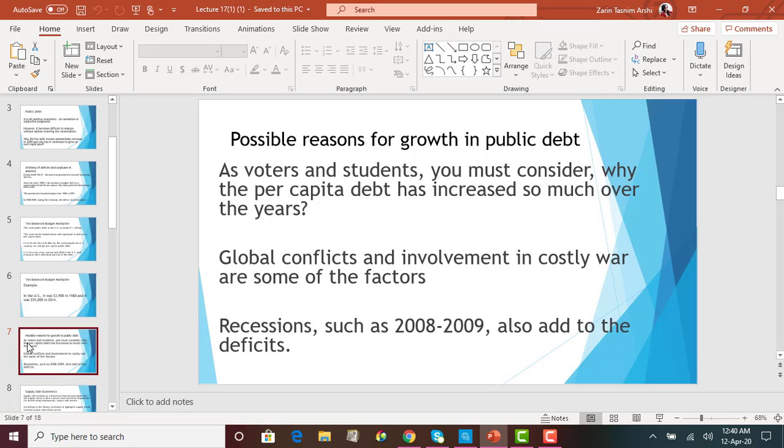Again, as voters and students, you must consider why the public debt has gone up. Mostly the reason is engagement in various types of global conflicts, as well as participating in various wars, such as the Kuwait war, the Gulf War, the Iraq War, then the war in Afghanistan. And then we also had recessions in the meantime, like in 2008 and 2009, when we had the housing market collapse and the economy collapsed. That's when the government had to come onto the scene and inject money into different industries to revive the economy. All these factors cause deficits, and as a result, the public debt per capita has gone up over the years.